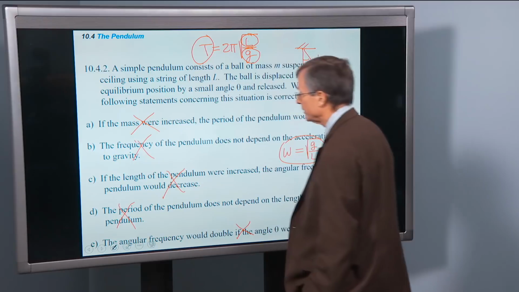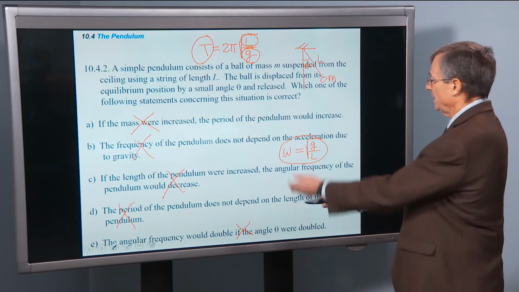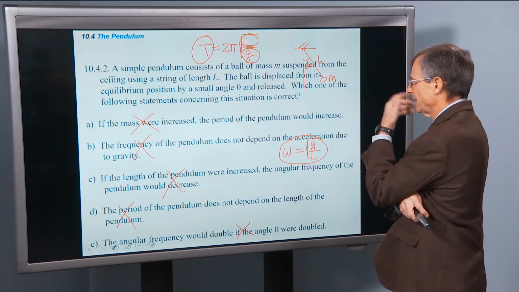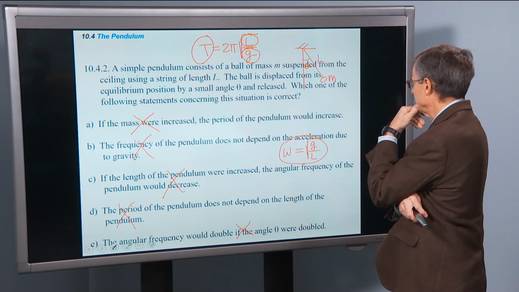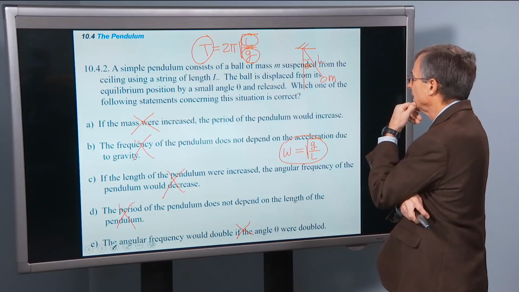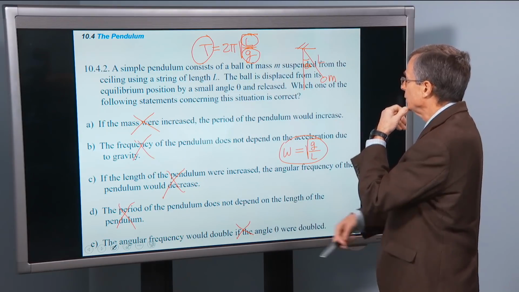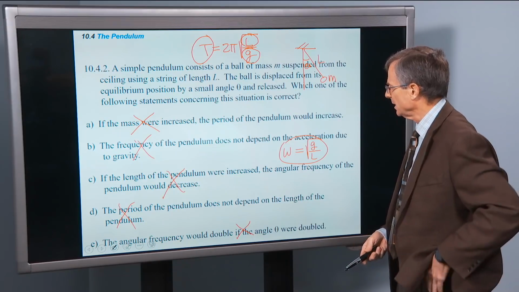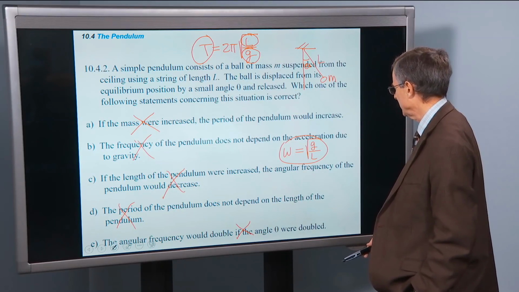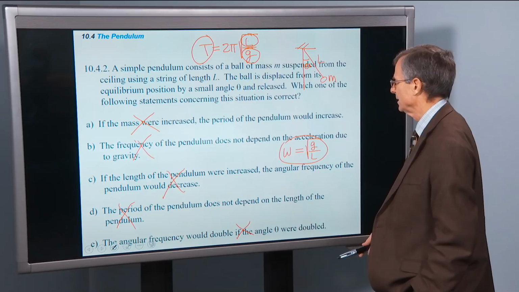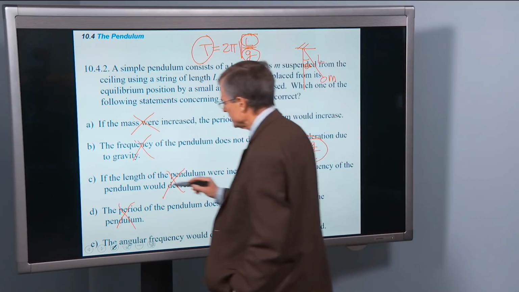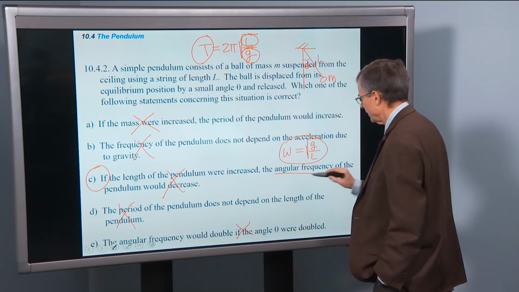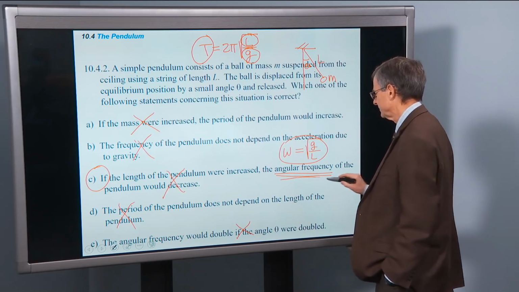So let's see if we've just made a mistake and not seen the correct answer. The frequency does not depend on the acceleration due to gravity. That's not true. The period depends on the acceleration due to gravity, so does the frequency. The length of the pendulum were increased, the angular frequency, aha! It's this one that's actually correct. They're talking not about period here, but angular frequency.